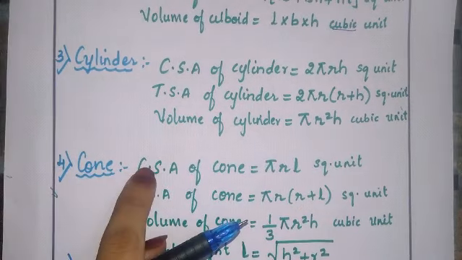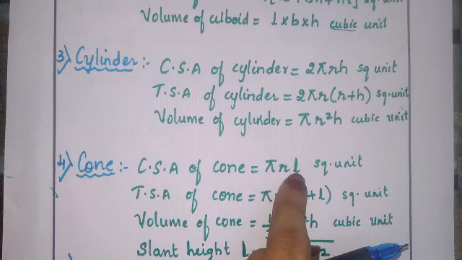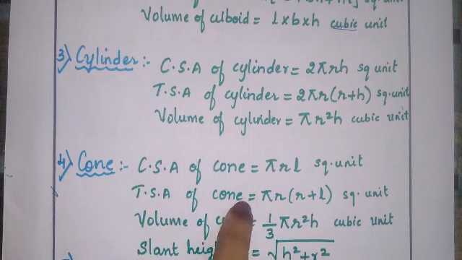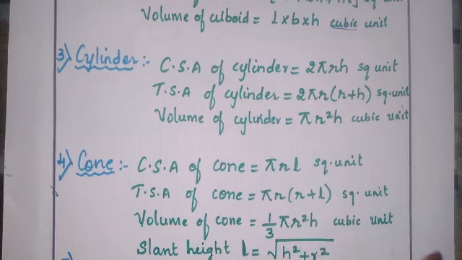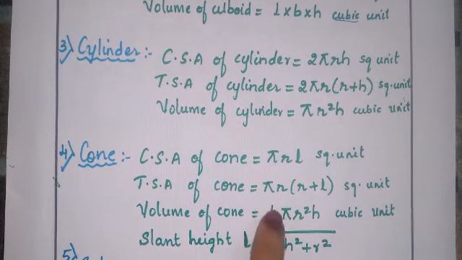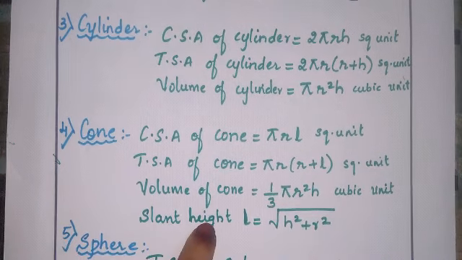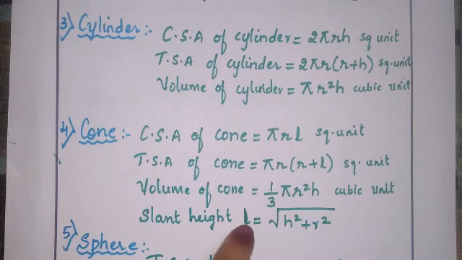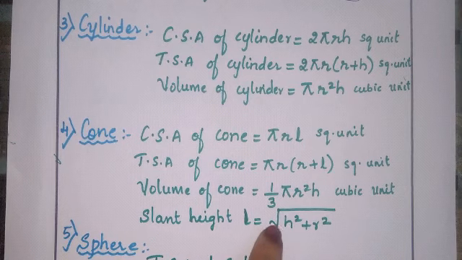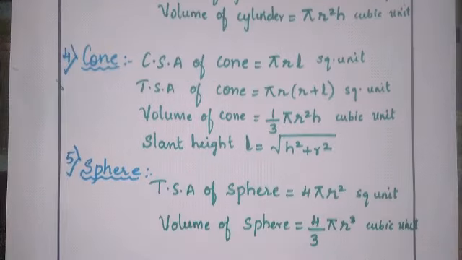Next is cone. Curved surface area of cone is pi r l, where l stands for slant height, and total surface area of cone is pi r(r + l). You all should be perfect in this formula. The volume of cone is nothing but 1 by 3 pi r square h, cubic unit. Slant height l is equal to root of h square plus r square. Sometimes they won't give l. To find l, you need to use this formula, that is l equals root of h square plus r square.